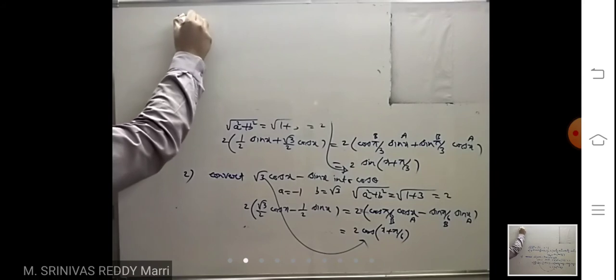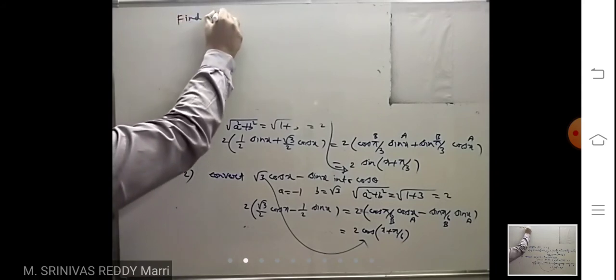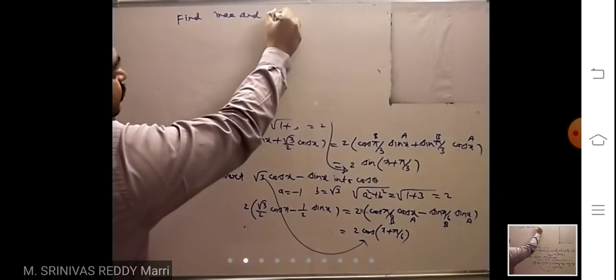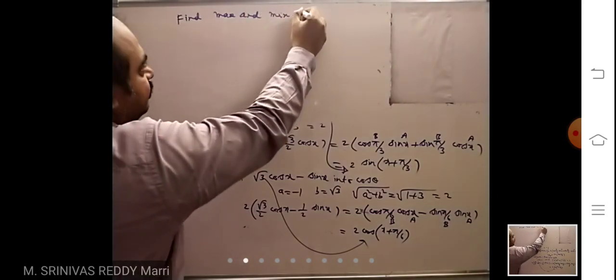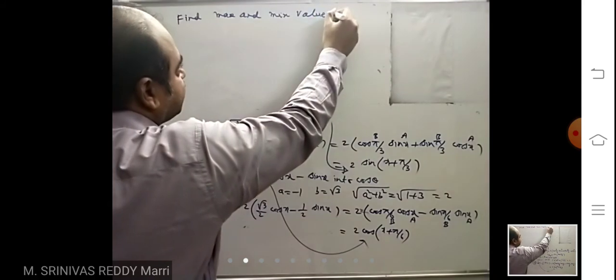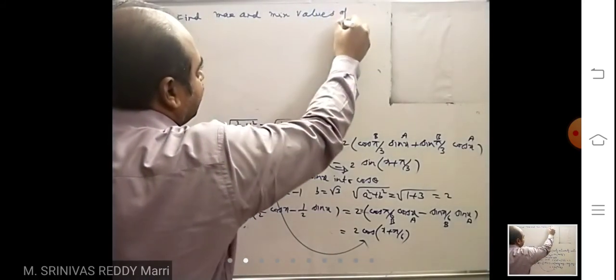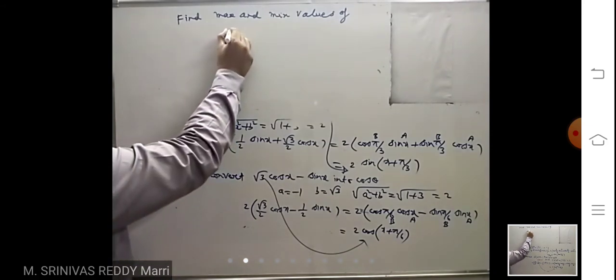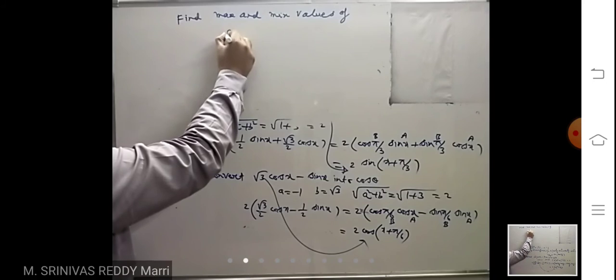Find maximum, all of you follow carefully, maximum and minimum values of. After telling this problem, I will tell a formula that is for the complete chapter. Find maximum and minimum values of, let us take an example. I am telling an example.